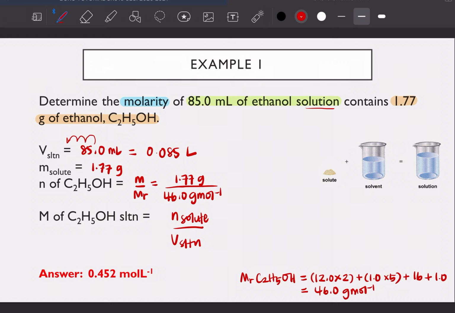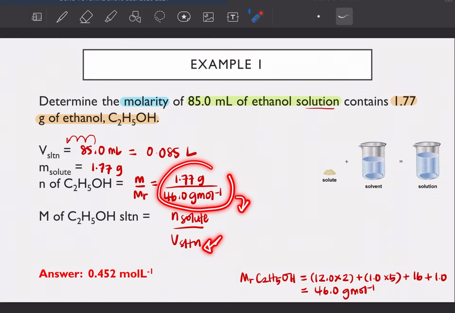So masukkan je lah the value of this. Okay, tekan calculator, dapat mole of solute over the volume of solution and you will get the answer. Okay, so buat dengan kemas and make sure your units are correct.